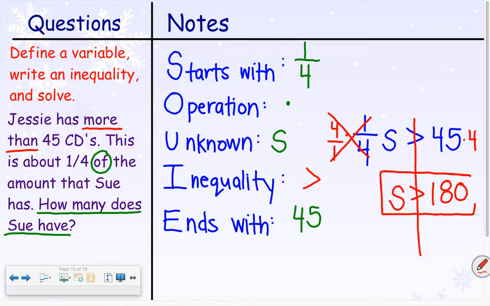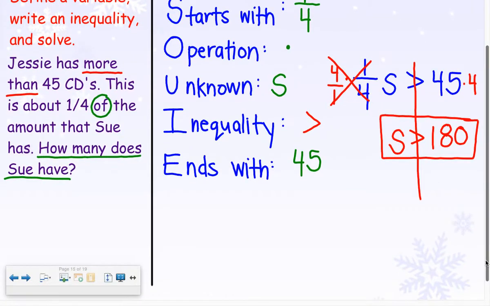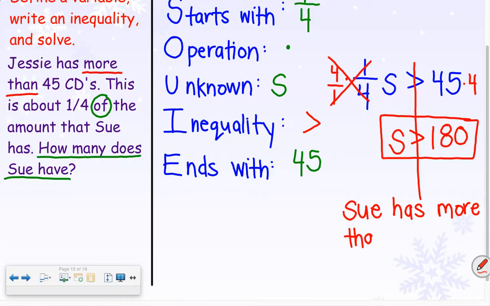So let's write a sentence describing what this means. So we remember, look at what we were figuring out. How many does Sue have? So Sue has, remember it's not exactly 180, it's more than 180 because it's a greater than symbol. So Sue has more than 180 CDs. Don't say that she has 180 exactly.